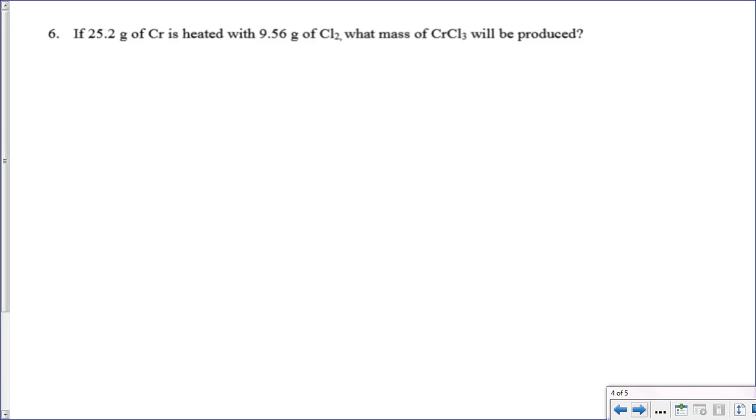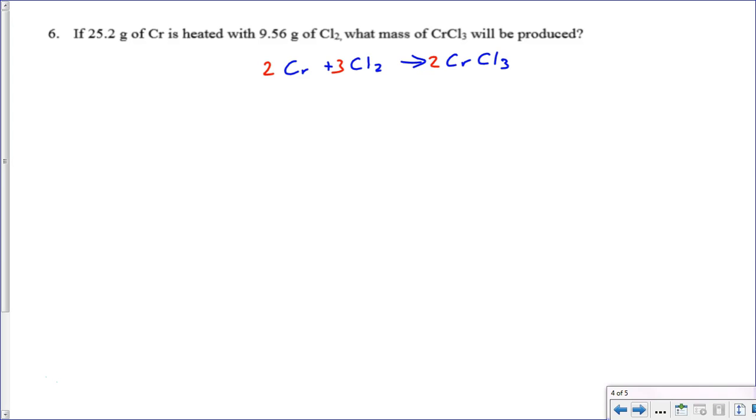So this one here, it says we start with 25.2 grams of chromium, and it's with 9.56 grams of Cl2, and we're asking what mass of CrCl3 are we going to produce. So the first step, again, is to find a balanced chemical equation. So we start with Cr and Cl2, and it makes CrCl3. We have to balance this. It's not too bad. We end up with 2, 3, and 2 as our coefficients.